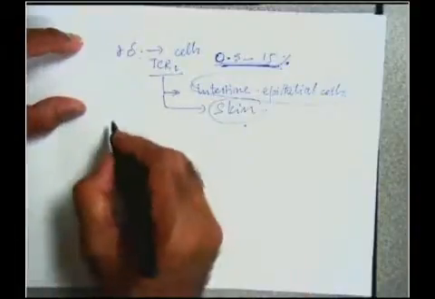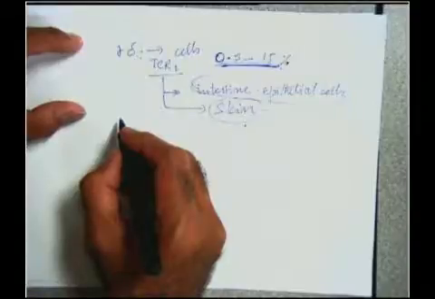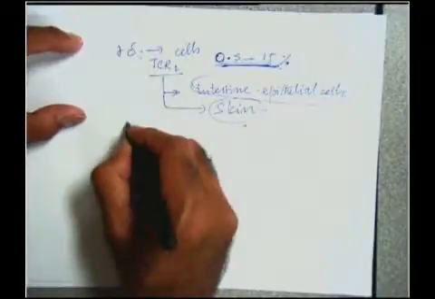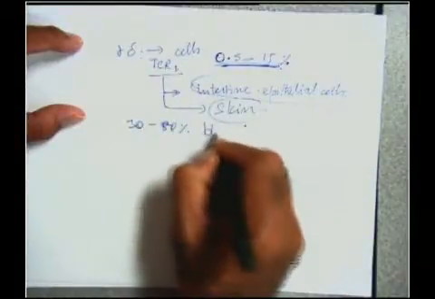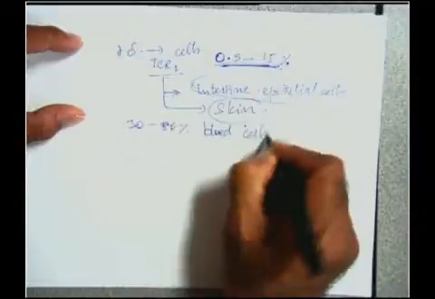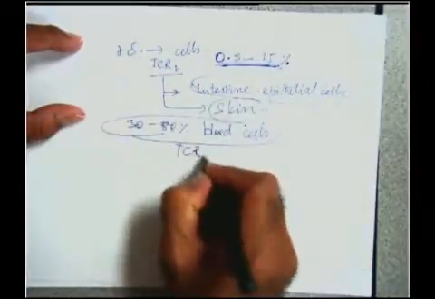But in ruminants, in the animal kingdom, like rats and rabbits, you get 30 to 80% of the blood cells composed of this TCR1 population.